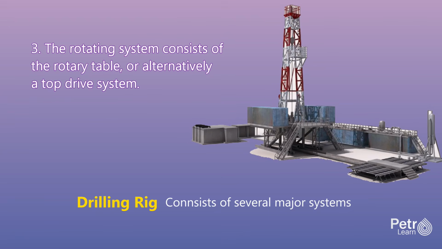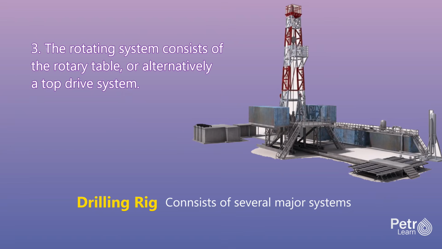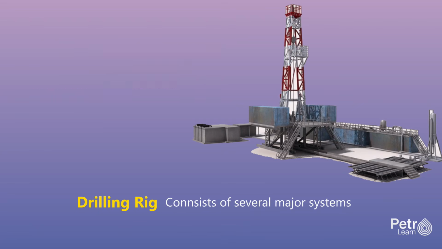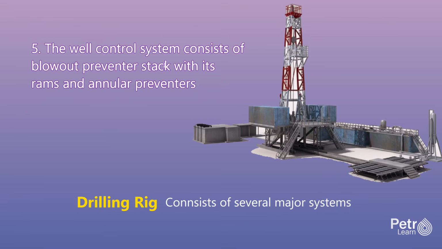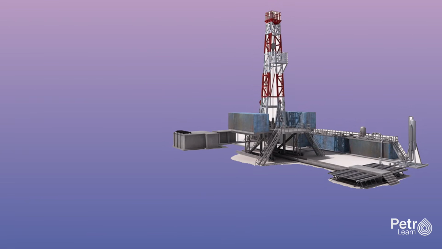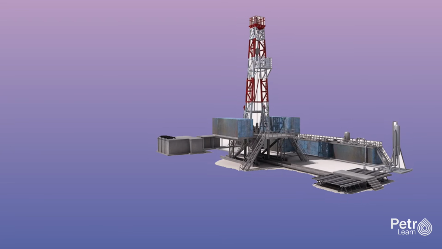The rotating system consists of the rotary table, a circular opening in the rig floor that can rotate to turn the drill string, or alternatively a top drive system. The circulating system includes large reciprocating mud pumps that can move drilling fluid at high pressures and flow rates, along with mud tanks, shale shakers, and related solid control equipment. The well control system centers on the blowout preventer stack with its rams and annular preventers. Supporting all of these is the substructure, the steel framework that elevates the rig floor 20 to 40 feet above ground, providing clearance for the blowout preventer and wellhead equipment.